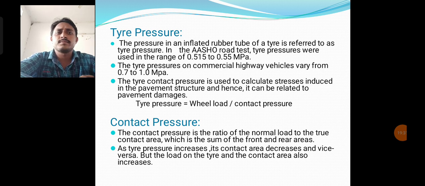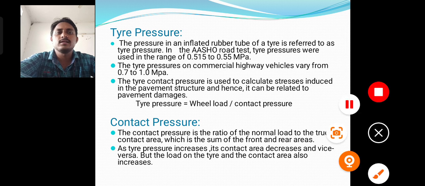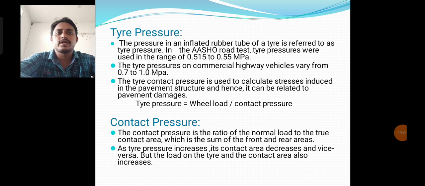So the tire pressure formula, how we calculate it, is the ratio of wheel load to contact area. Wheel load we already know: how much load is acting on a particular pavement, the weight on the wheel. And contact pressure is the ratio of normal load to the contact area, which is the sum of the front and rear areas. So this is the concept of pavement design in the topic of types of pavements.